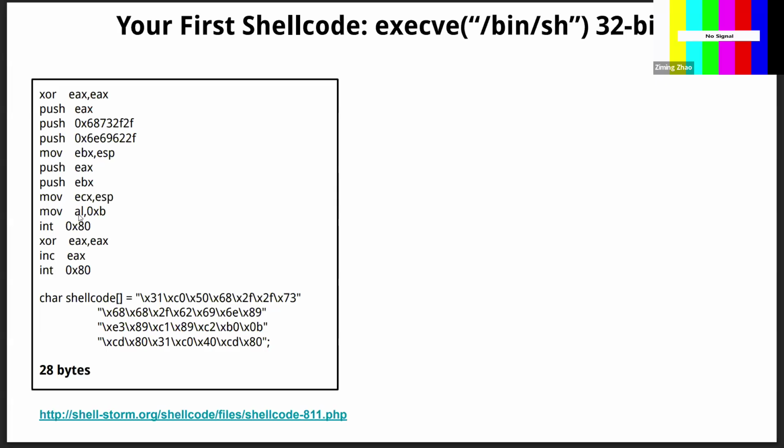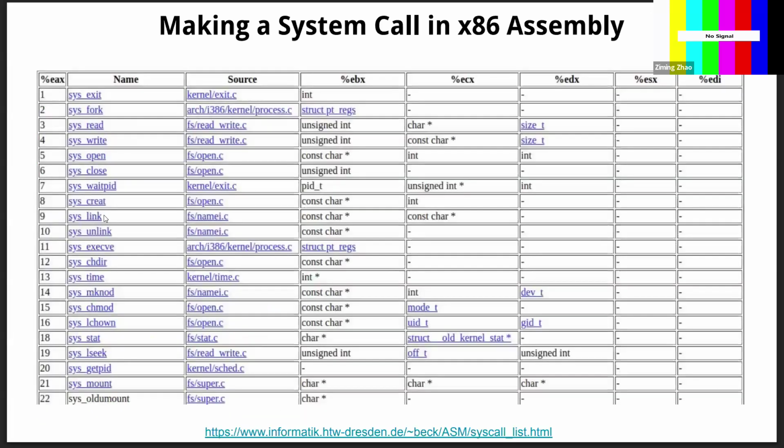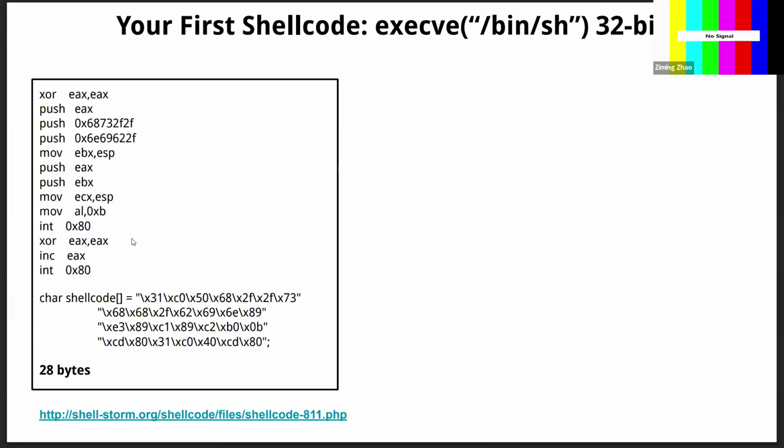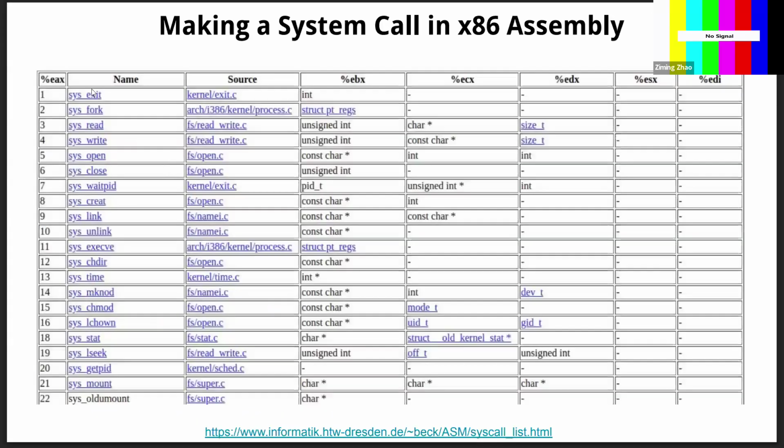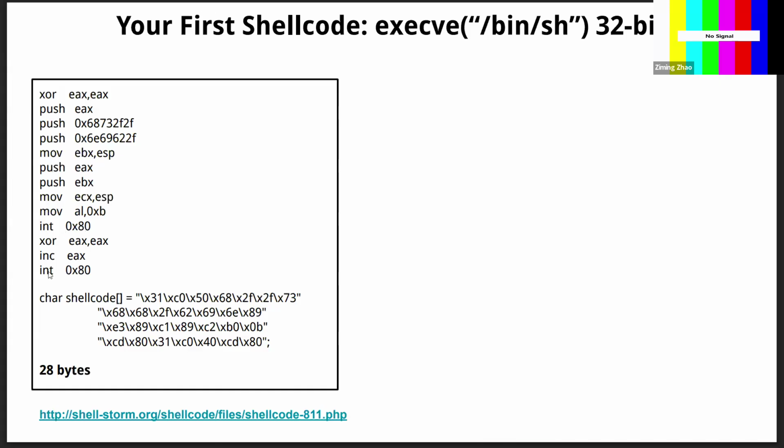In the first system call, the register AL, which is part of EAX, has the value B here, right? B is 11, and if you look it up, this is the system call execve. For the second system call, on EAX we have XOR operations, so it has a value of 0. Then we increase EAX, so EAX has a value of 1, right? Then that is the system call number. The system call is basically exit. So we're making 2 system calls, execve, then exit.